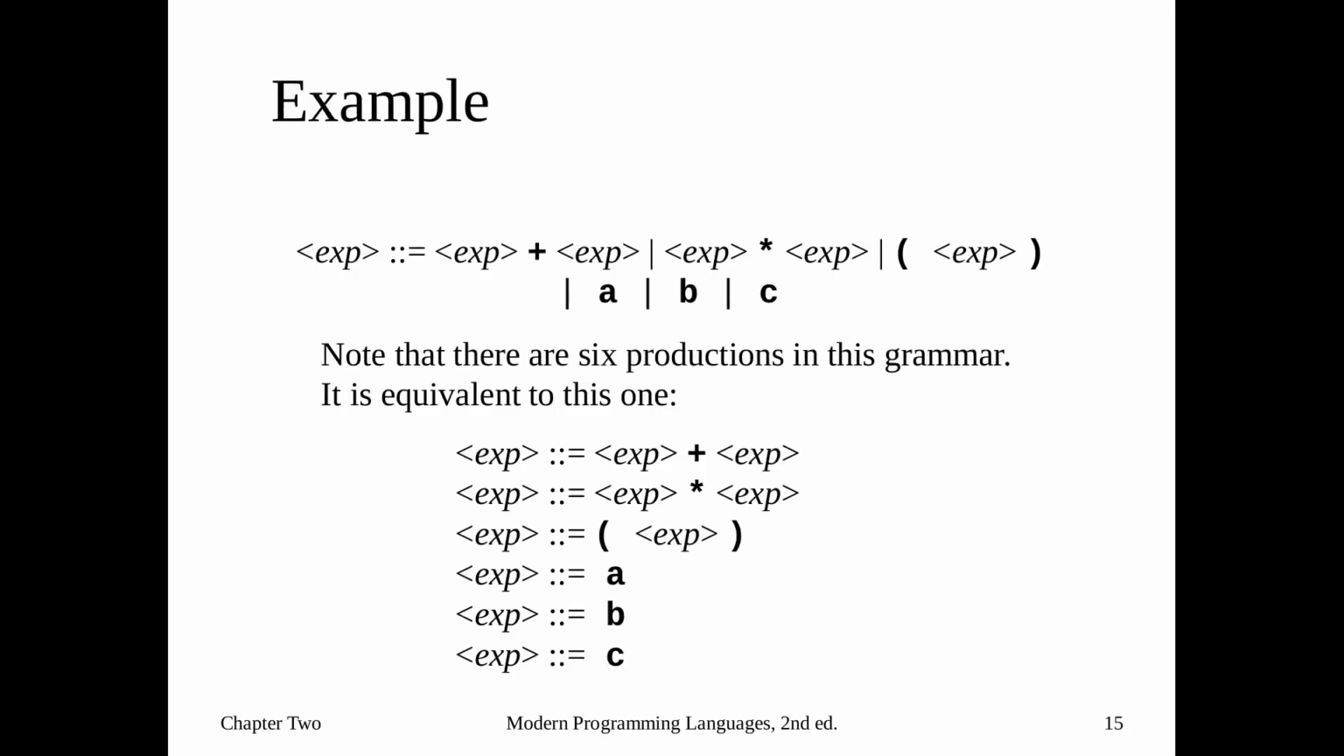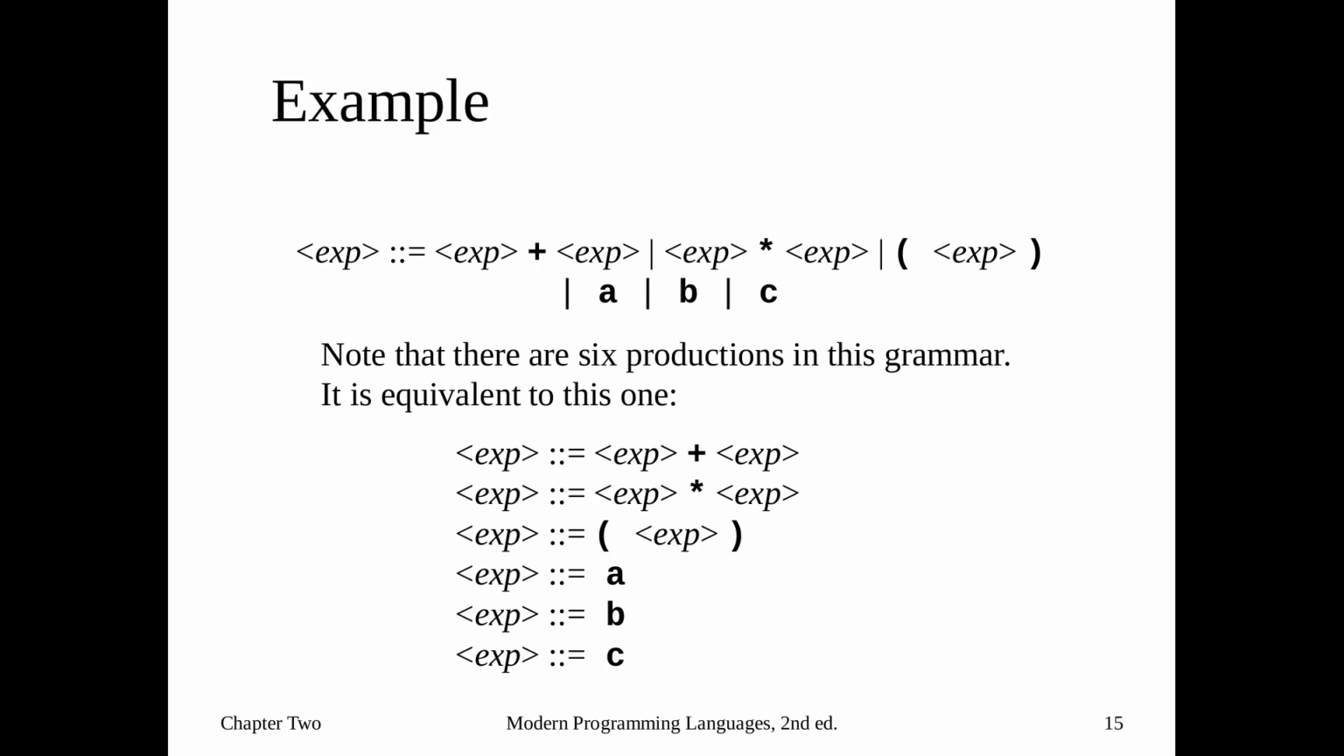So we can see an example of this when we look at the language for an expression that we saw earlier. Anytime we have a vertical bar, that's showing that we have multiple different alternatives, right? The first one was the sum of two expressions. The next one was the product of two expressions. The third one was a sub-expression in parentheses, and then the fourth, fifth, and sixth were the actual tokens A, B, and C, which are our variables.